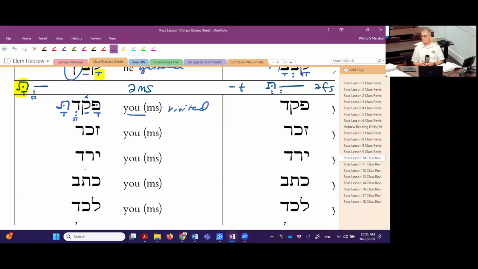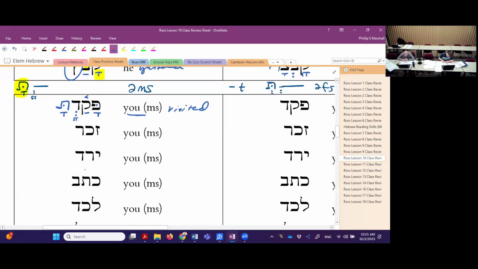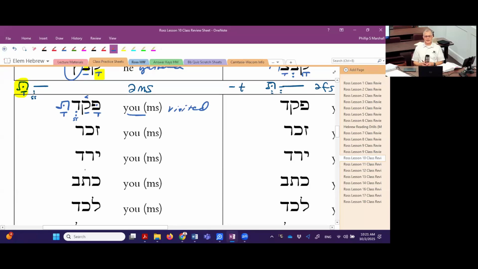Okay. And this is masculine, so you could translate it "you, man, visited." Well, it's only singular, so it's you, singular. It would sound very clunky in English to keep doing that. In English, we would just say "you," but you'll know in Hebrew whether that "you" is male or female. Yeah, exactly. Okay, good. So, pakadta.